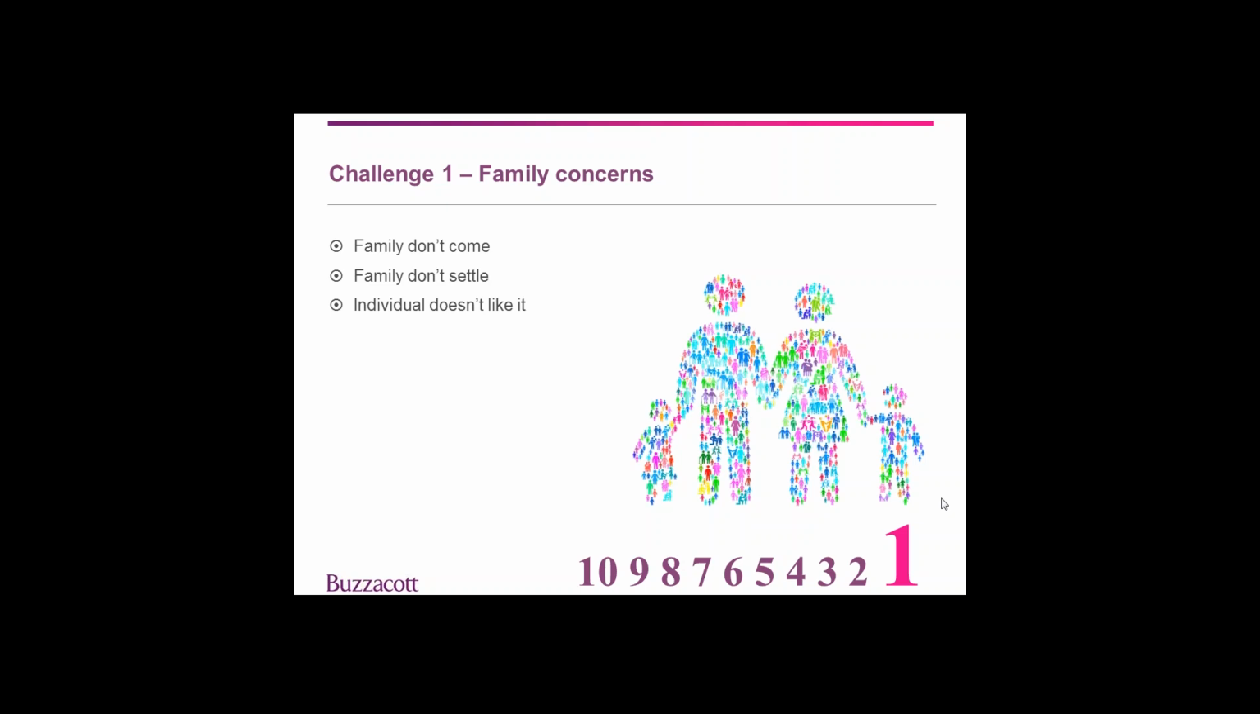Another issue is that the partner or family do come, but they don't like it, don't settle, and want to go home. This puts huge pressure on the individual to give up the assignment and return home with their family, or they end up in the first category of having to stay here by themselves without their family. The third area can be that the person and their family come, but the individual doesn't like the job, the culture, the UK, and they just want to leave.